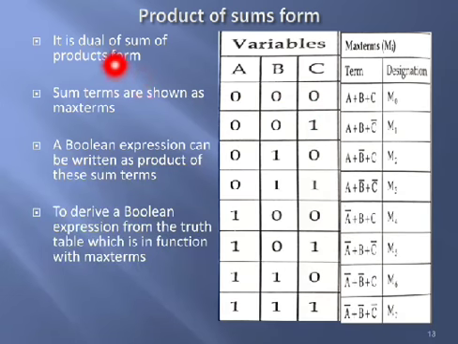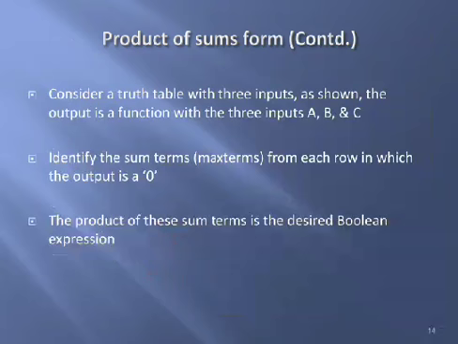Okay, so it is the dual of the sum of products form. These sum terms are shown as max terms, and a Boolean expression can be written as a product of these sum terms. To derive a Boolean expression from a truth table in terms of max terms, consider a truth table with 3 inputs as shown. The output is a function of the 3 inputs a, b, and c.